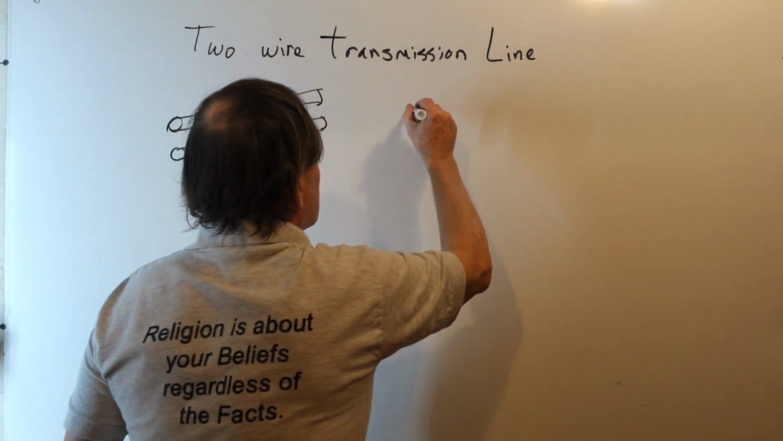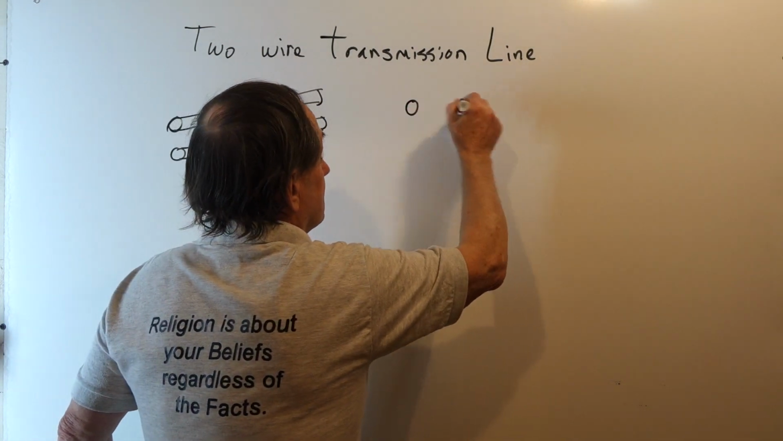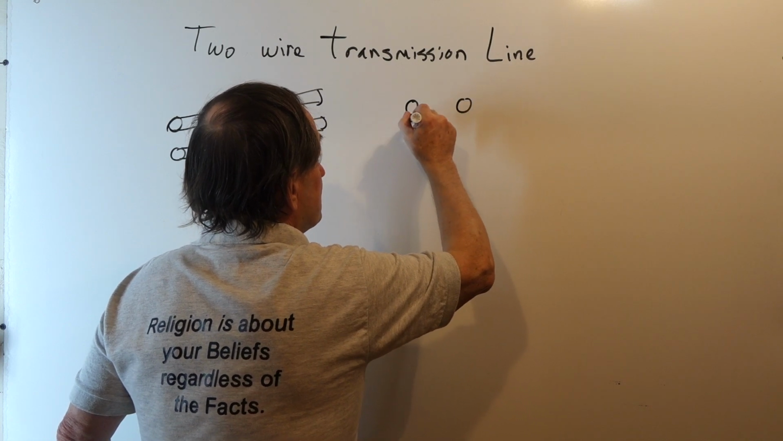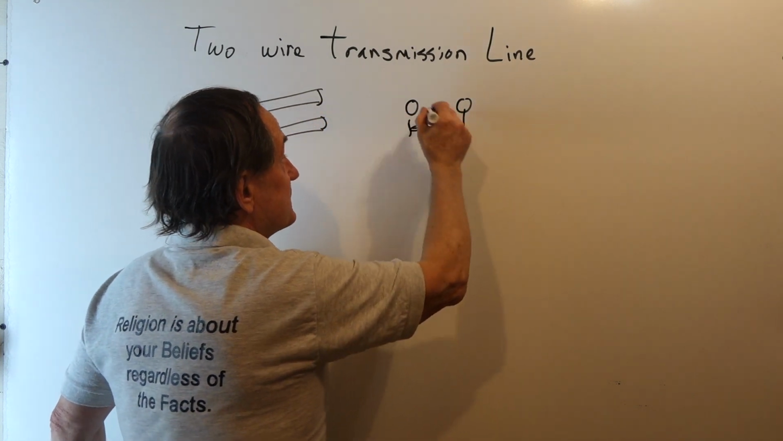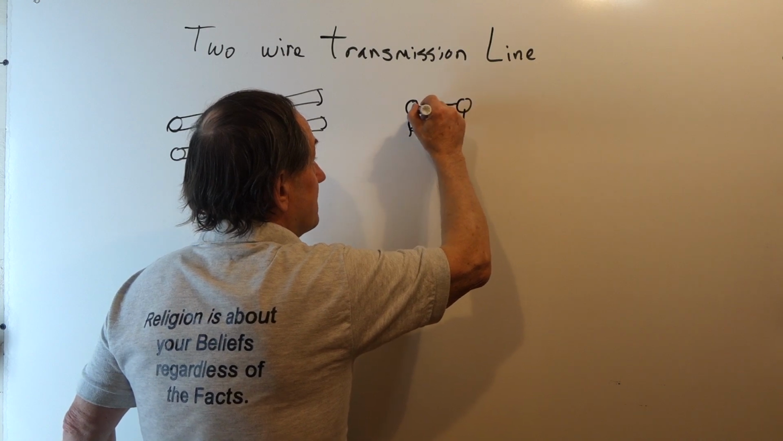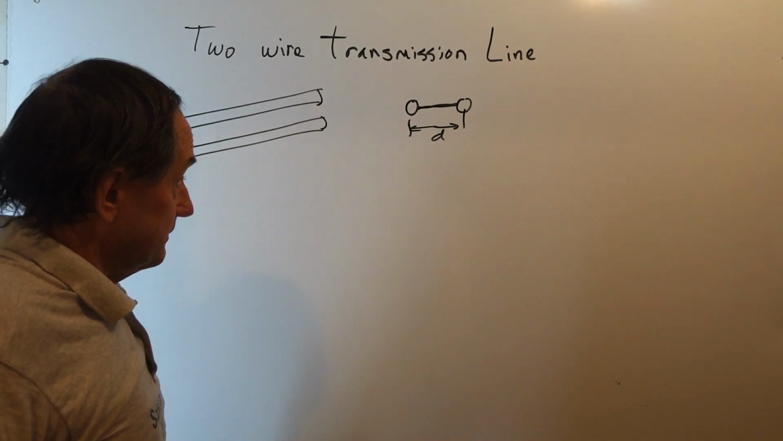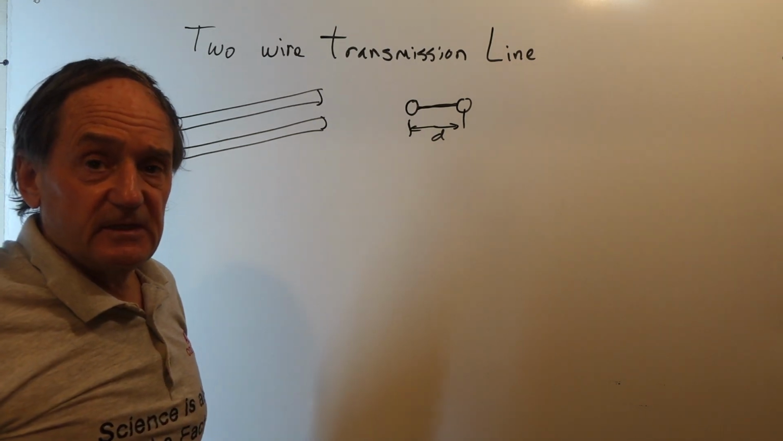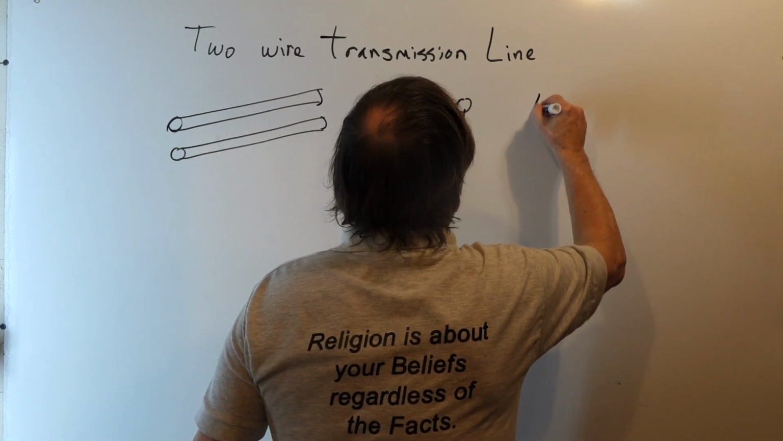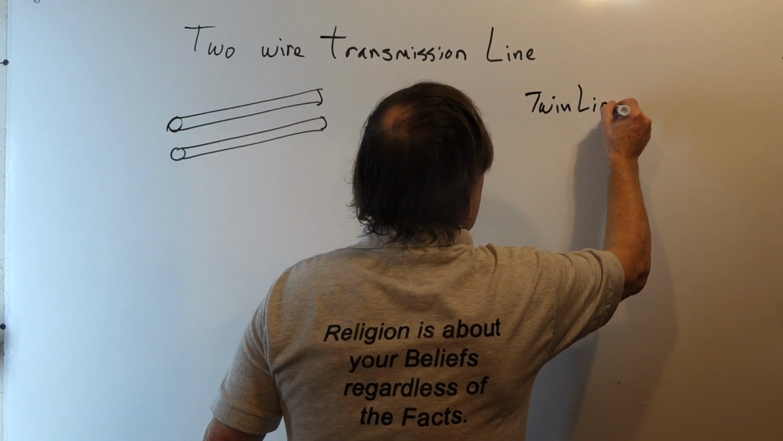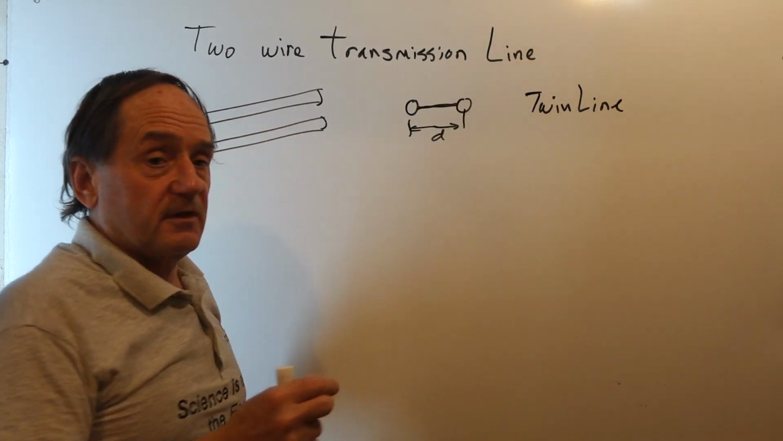And if we look at a cross-section of it, we just have two circular conductors. They're separated with a uniform separation distance called D from center to center. That separation distance is maintained by coating the wires with some rigid plastic that holds them apart. You've seen this type of line that comes with FM receivers. We call it a twin line, twin meaning you have two conductors.